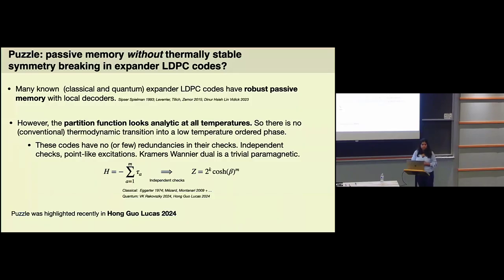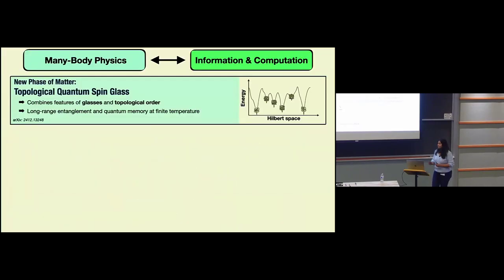So to answer this question, I'm going to start by first just giving you a summary of our results. Okay, so the main result that I want to present is that there is a new type of phase of matter, what we call a topological quantum spin glass, and this new type of phase of matter is what underlies memory in these quantum LDPC codes.